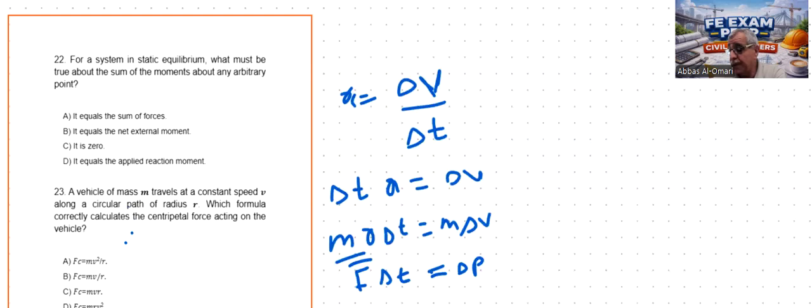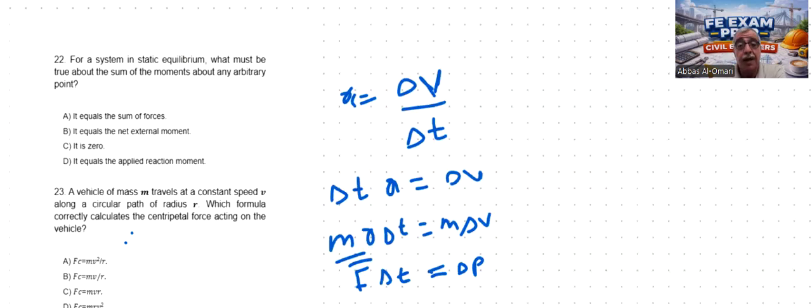It equals the net external moment. This is not necessarily true. It is 0. It is equal to the applied reaction moment. Again, you can eliminate D because it says that it equals the applied reactions moment. Also, this is not necessarily true. So C is the correct answer, which says that it must be 0. The summation of moments at an arbitrary point must be 0 because the object is in static equilibrium. The next question.